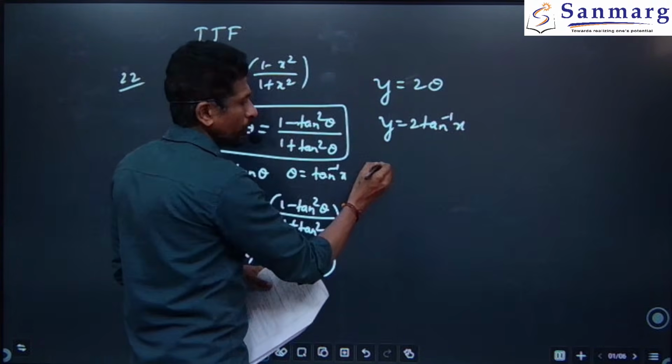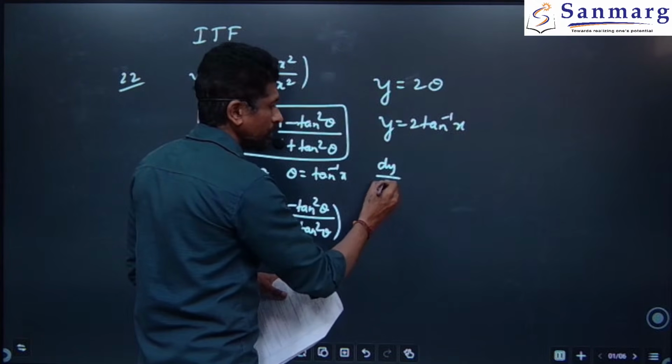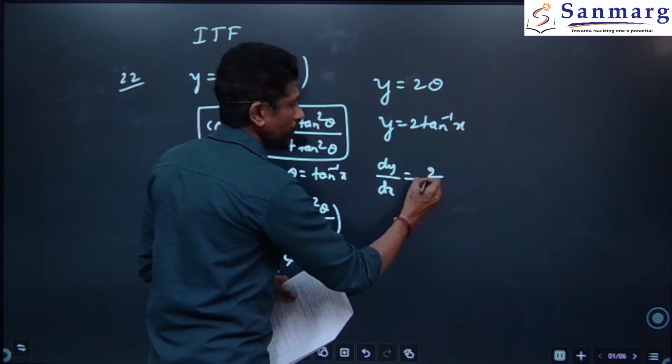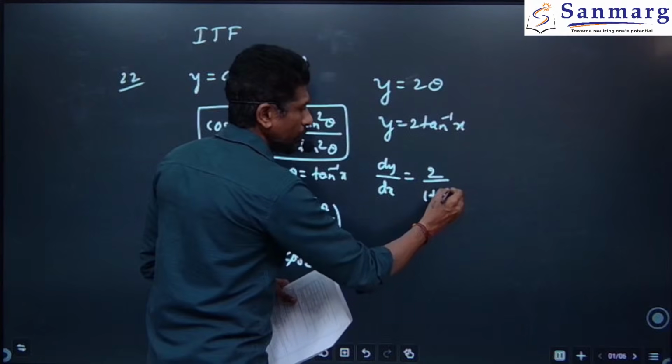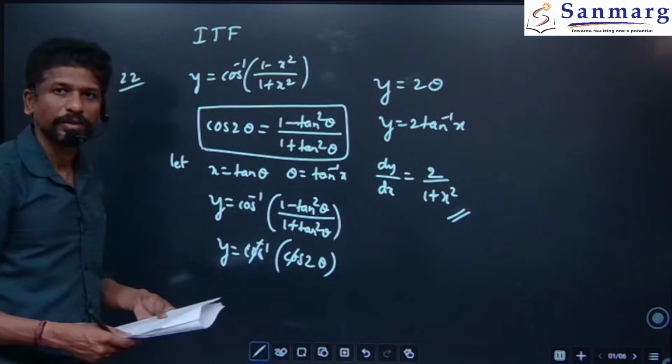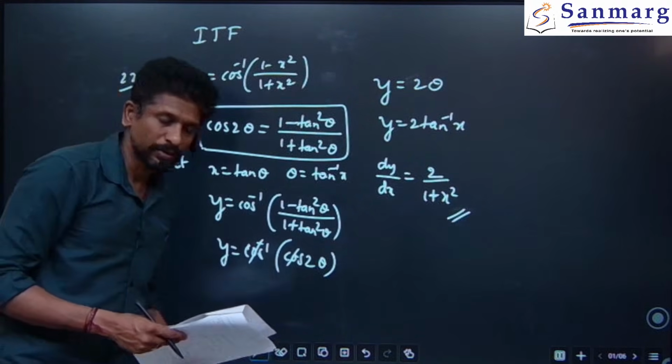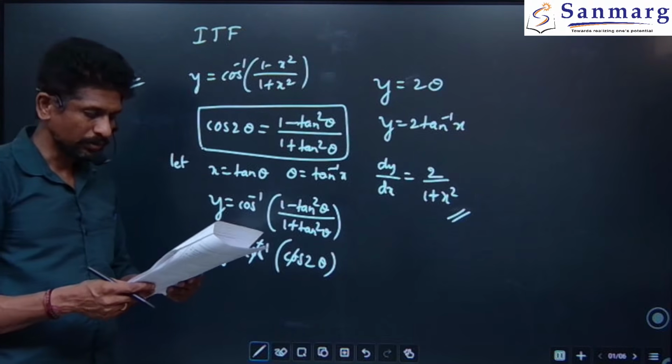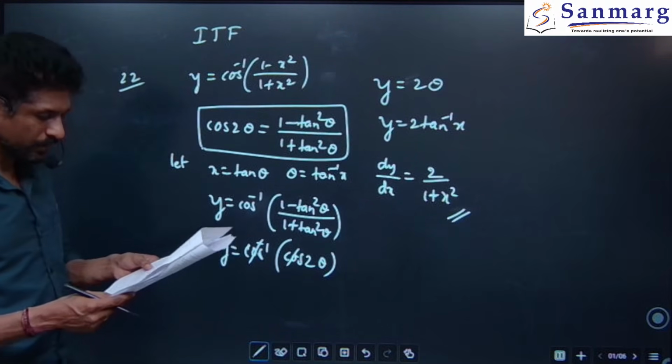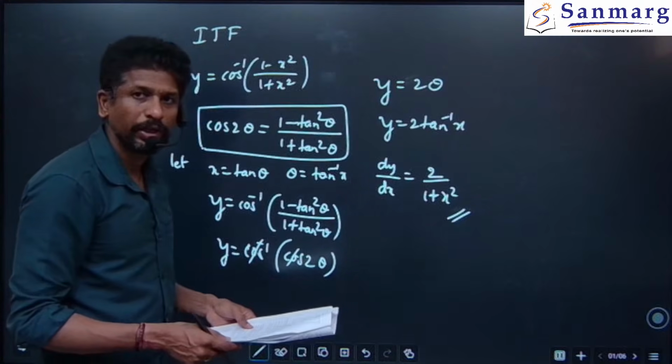Next, here you have to differentiate the function. The y function becomes dy by dx. So therefore 2 divided by 1 plus x square becomes the dy by dx here. So this way you will get the 2 marks in the inverse trigonometry functions. Okay. The next third one will be in the application of the derivative.